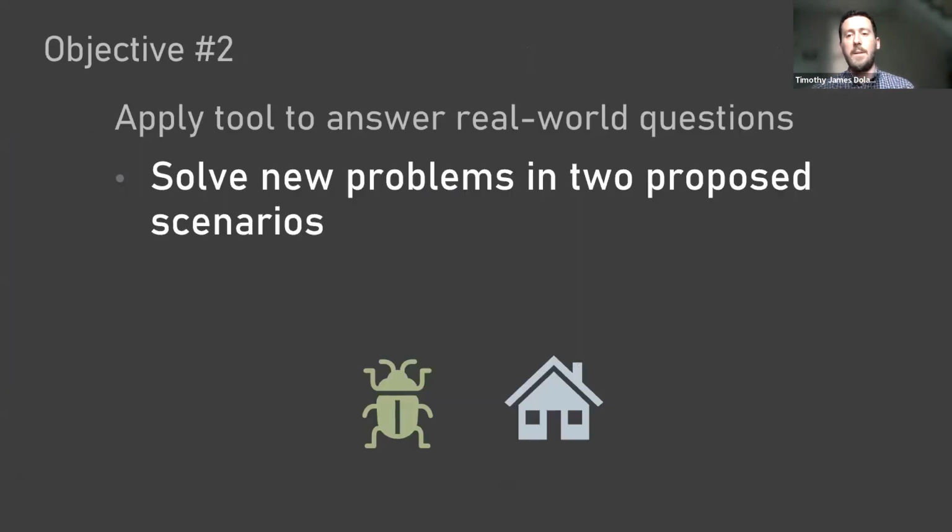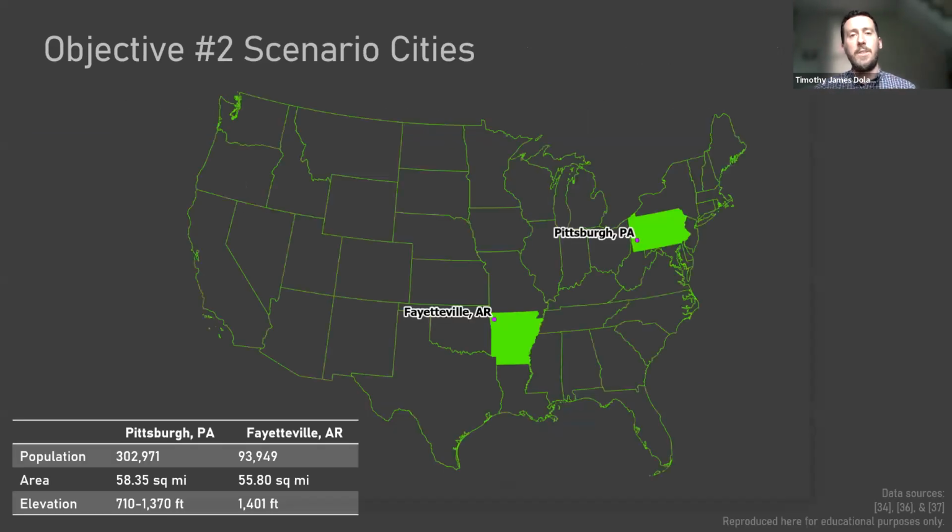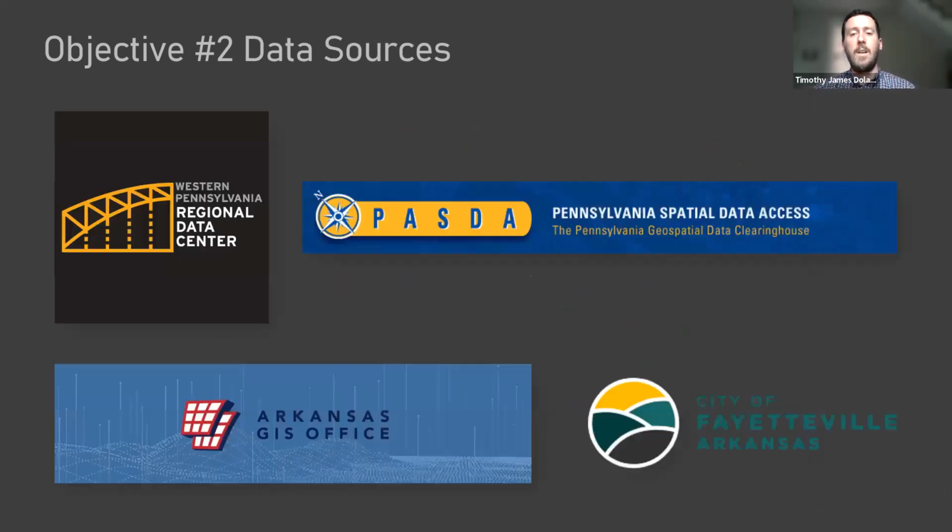With the tool complete, my second objective was to use it to solve problems in real-life scenarios. To demonstrate the tool's flexibility, I chose to run scenarios in 2 cities. First up is Pittsburgh, where I live and have knowledge of the literal landscape. For my second city, I chose Fayetteville, Arkansas. It's a less populated university city, but it covers nearly the same square mileage. It's in a different region of the lower 48, and I've never been there, so I can review the results without bias. All my data is from open data portals, mostly those shown here, plus some US Census data and others.